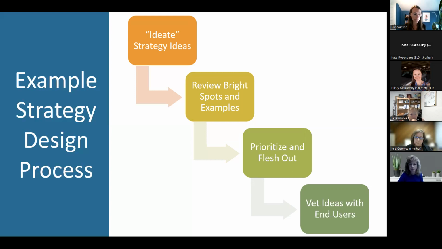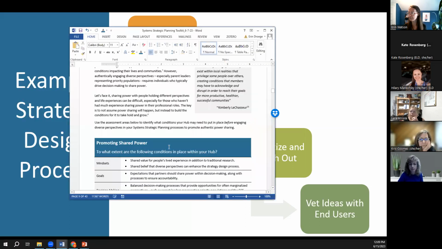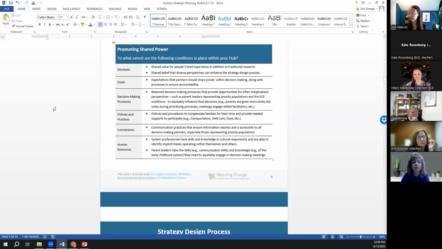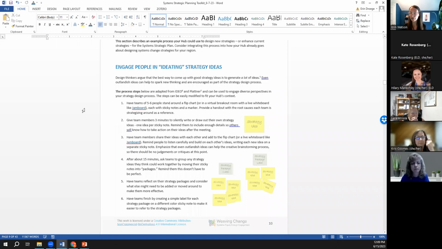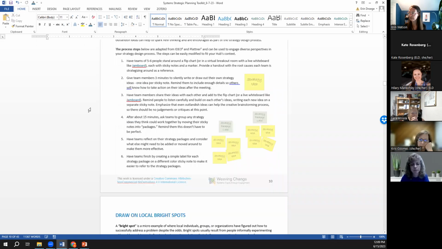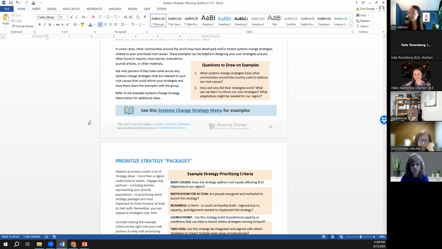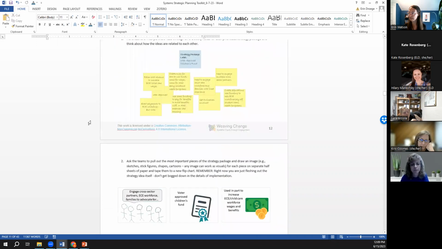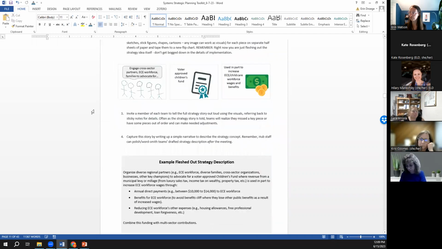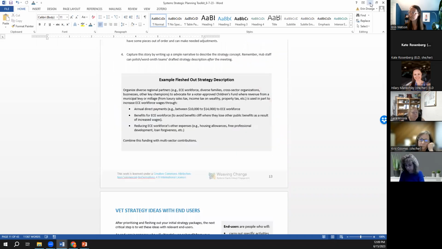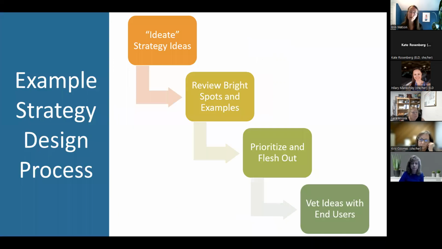So again, in your toolkit, there are detailed descriptions of ideas for how you facilitate something like this. Kind of diagrams even of how you might have people use sticky notes, how you might look at bright spots, etc. So there's a lot of very detailed instructions in here for how you bring a group through something like this. So go back after this video, after our time today, and look at the toolkit, and you'll have a lot more details on how this works.